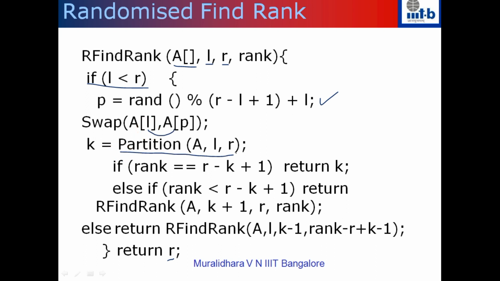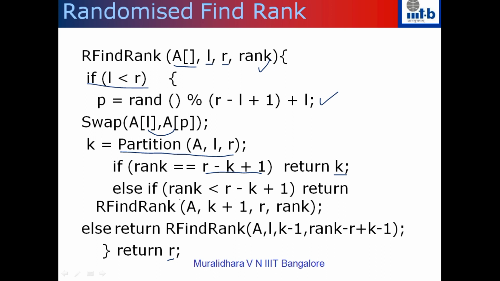So the partition function returns a value k, so that all the numbers to the right of k are bigger than the pivot, and all the numbers which are smaller than the pivot are to the left of k. Now we have seen that A[k] will have the rank exactly equal to r minus k plus 1. If the rank that we are looking for is exactly equal to the rank of the pivot, which is r minus k plus 1, then we will end up returning k.